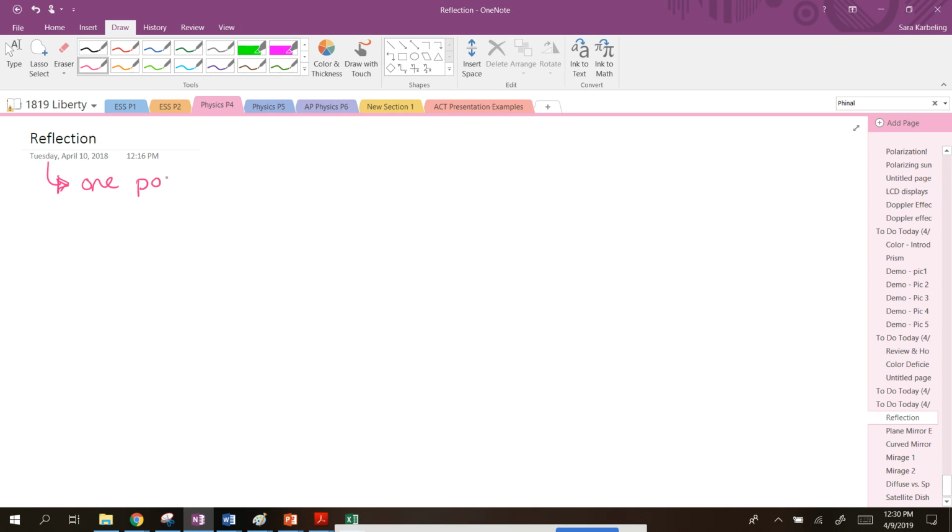One possible outcome, and by that I mean it's always going to happen a little bit both ways, but one possible outcome when a wave encounters a new medium.